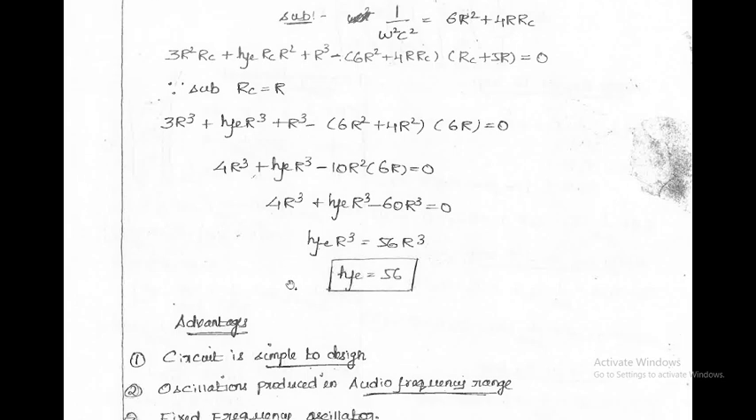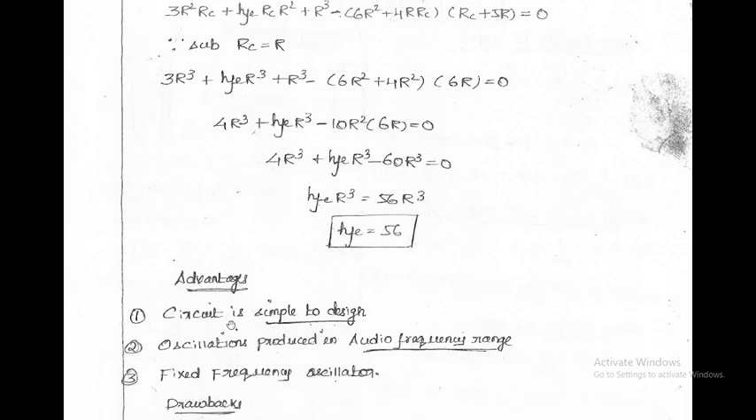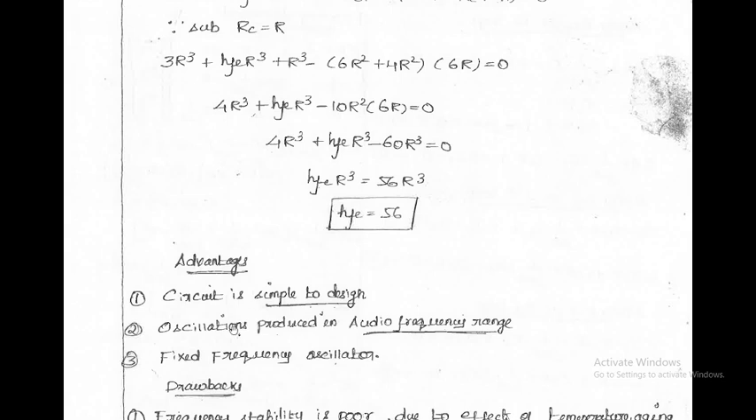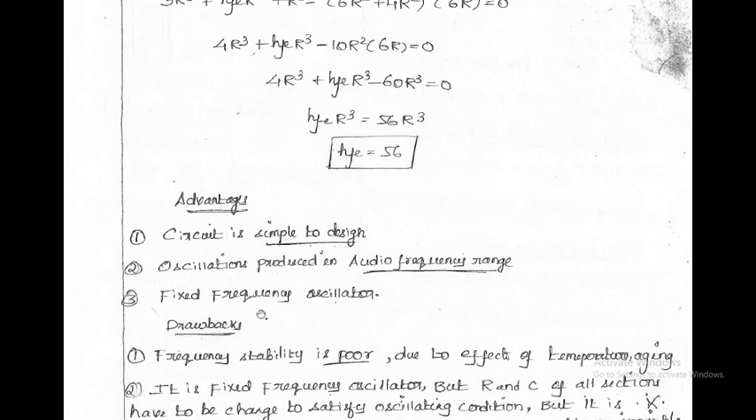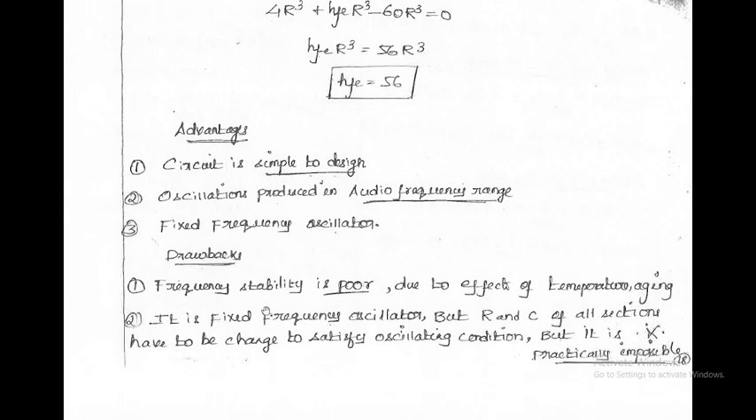The advantages of RC phase shift oscillators are that it is a very simple circuit to design, it is only used for the audio frequency range, and it is a fixed frequency oscillator. The drawbacks of RC phase shift oscillators are that the frequency stability is very poor due to the effect of temperature, and also it is a fixed frequency oscillator, but the resistance and capacitance of all sections have to be changed to satisfy the oscillating condition, which is practically impossible. But anyway, these two are the main drawbacks of the RC phase shift oscillator.